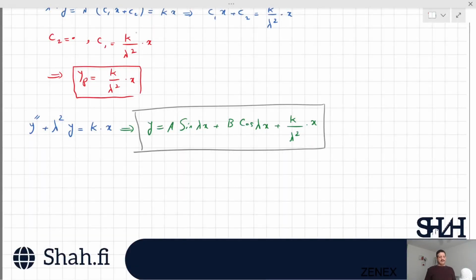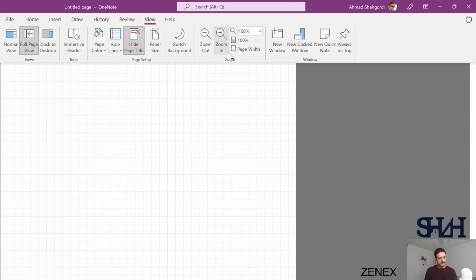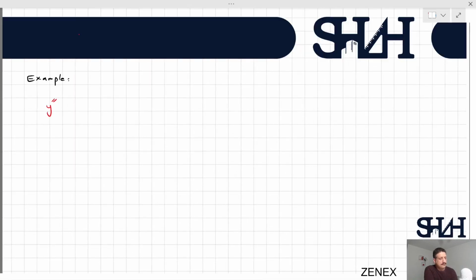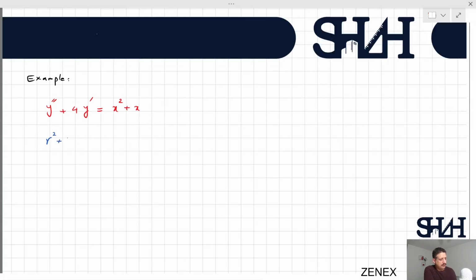If you are interested in more, for example, if s is not 0, I can solve another example. Just in case, second derivative of y plus 4y prime equals, let's say, x² plus x. So in this case, r² plus 4r will be 0. Then you will have r equals 0 and r equals minus 4.